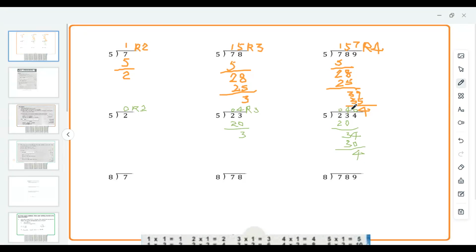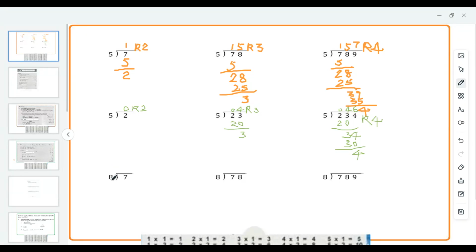Now here we can't write anymore, right? You see the green color here? Okay. Then we say this remainder is 4. Okay? Remainder is 4. Next one.